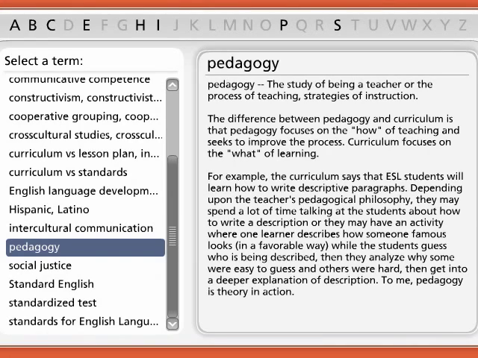Then, together, they'll analyze why some were easy to guess and others were hard. Then get into a deeper descriptive lesson and explanation. To me, pedagogy is theory in action.